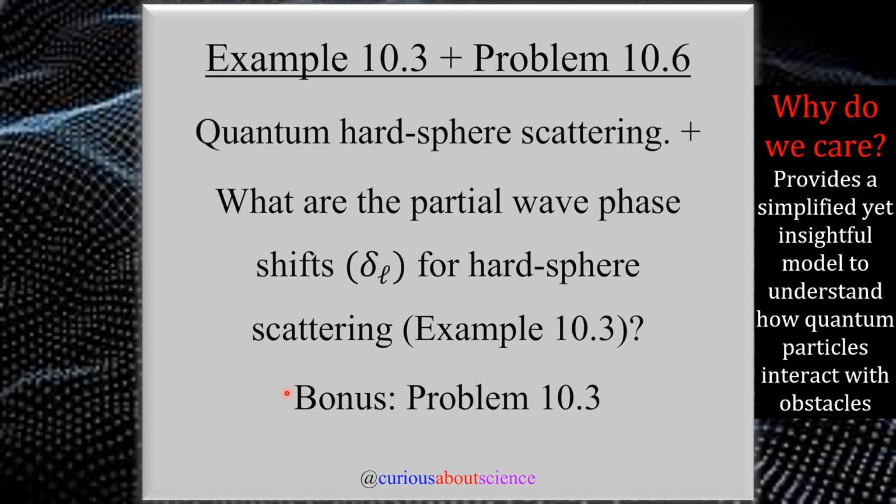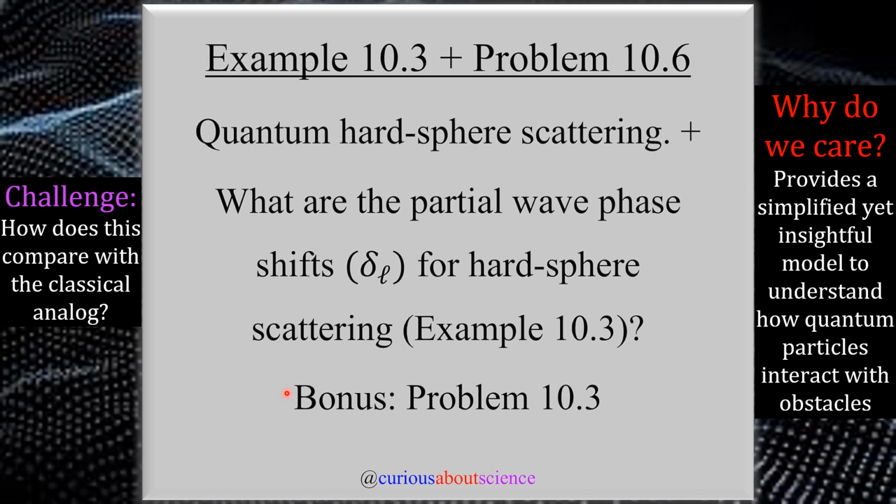But why do we care? Well, the quantum hard sphere provides a simplified yet insightful model to understand how quantum particles interact with obstacles. And when we see what the potential is, it'll make sense why it's considered, quote, hard sphere. Again, it's not going to be that similar to what we see in the classical side of things, but the challenge is how does this compare with the classical analog? We'll have to feel it out and see what's going on there because there is an analogy, but it's not what you might think. At least not what I thought at first.